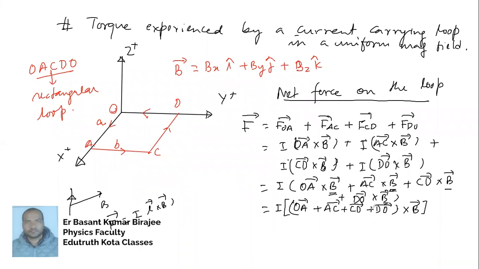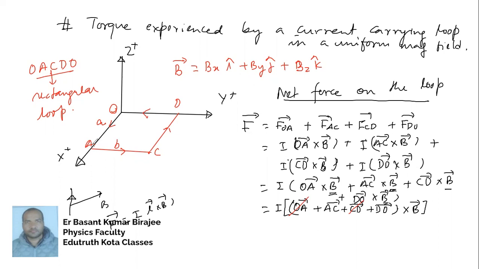Now see, tell me, what will be the value of this bracket term, OA vector plus AC vector plus CD vector plus DO vector? See, this is your OA vector. And what about the CD? See, OA vector and CD vector have the same magnitude but opposite direction. So these two will cancel out.